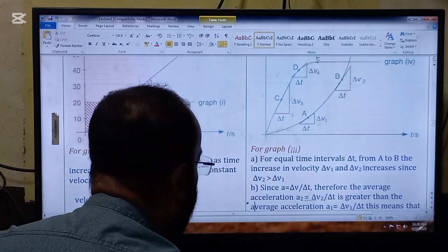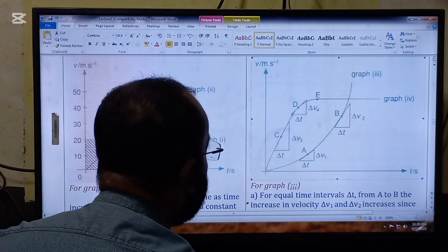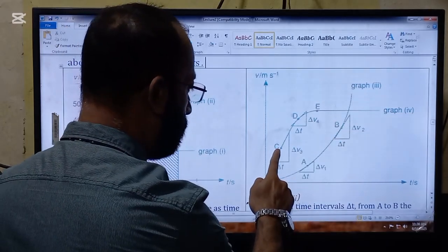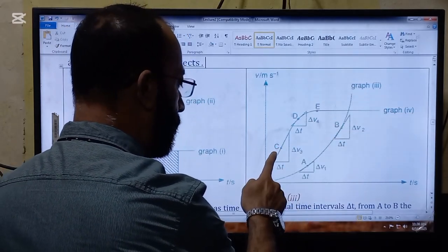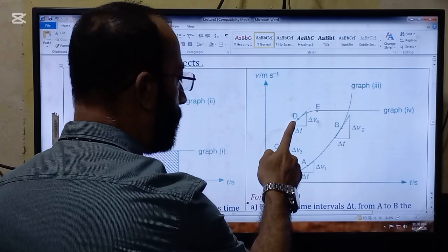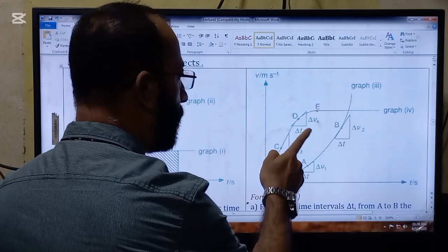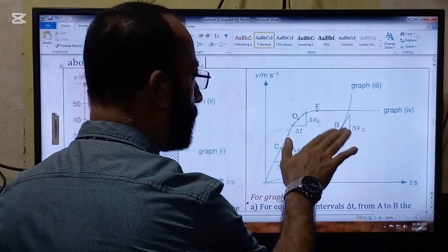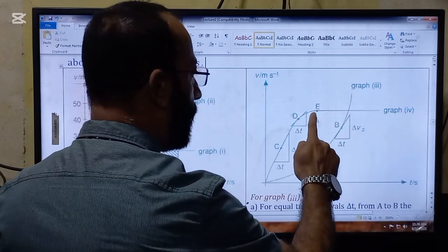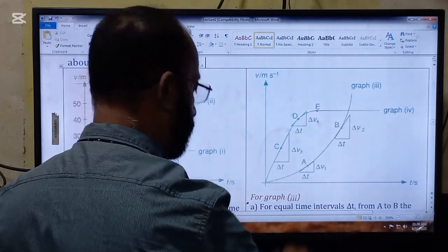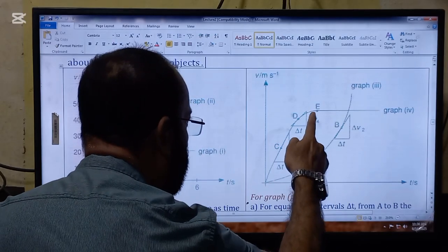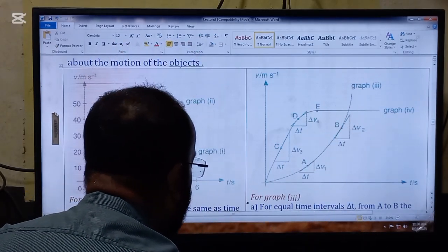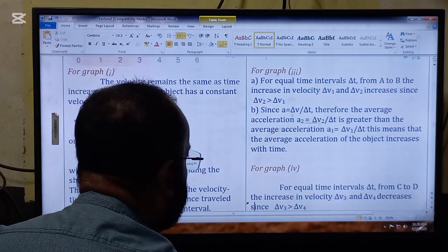So this is the case, and the reverse case is with graph 4. At this point velocity is more, so it means acceleration is more. At this point velocity is smaller, so it means acceleration is smaller. At this point velocity is constant and acceleration is zero, because velocity is not changing at this point. So look at graph 4.